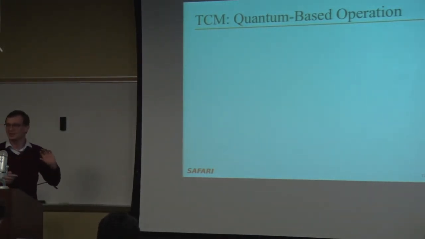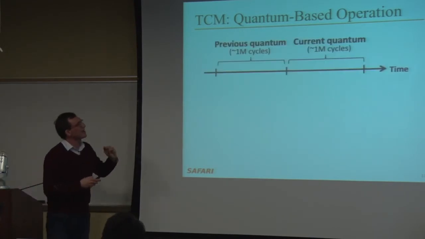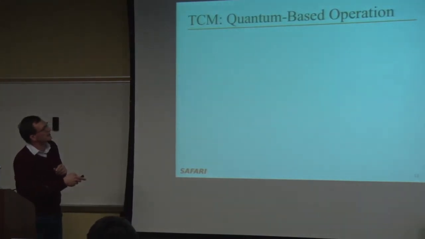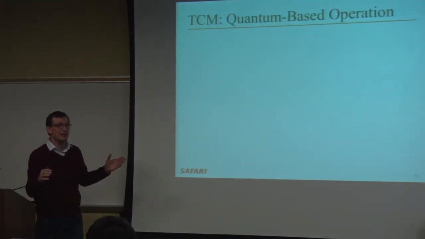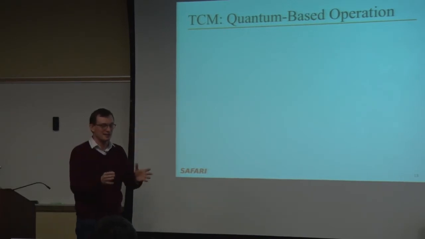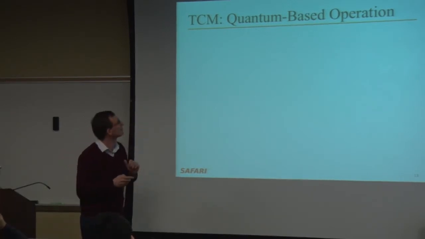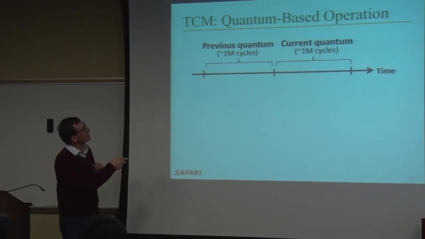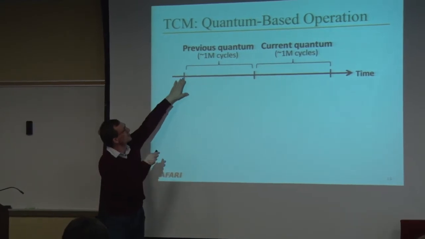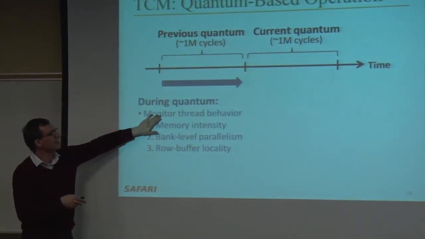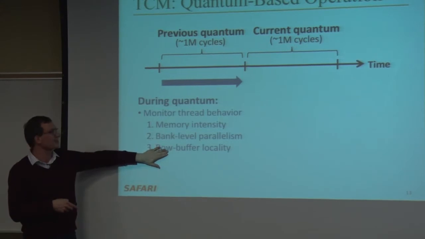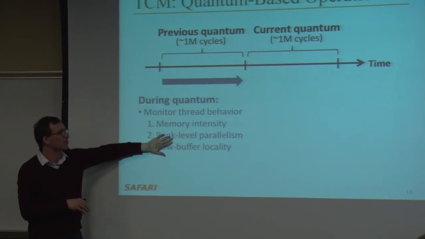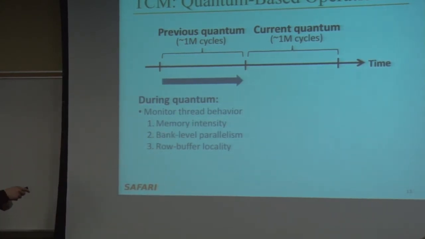So the principles are clear, right? OK. So how do you actually implement this? Well, this is happening at a very fine granularity. Remember, this is not at the operating system level. This is at the nanosecond, millisecond level. Basically, the idea is to do quantum-based operation. You learn about the characteristics of the threads in a previous quantum, on the order of 1 million cycles. Monitor the thread behavior: memory intensity, bank level parallelism, and row buffer locality. And these are needed for different kinds of shuffling mechanisms. So you don't need to understand this at this point, but you can look at the paper if you want more detail.